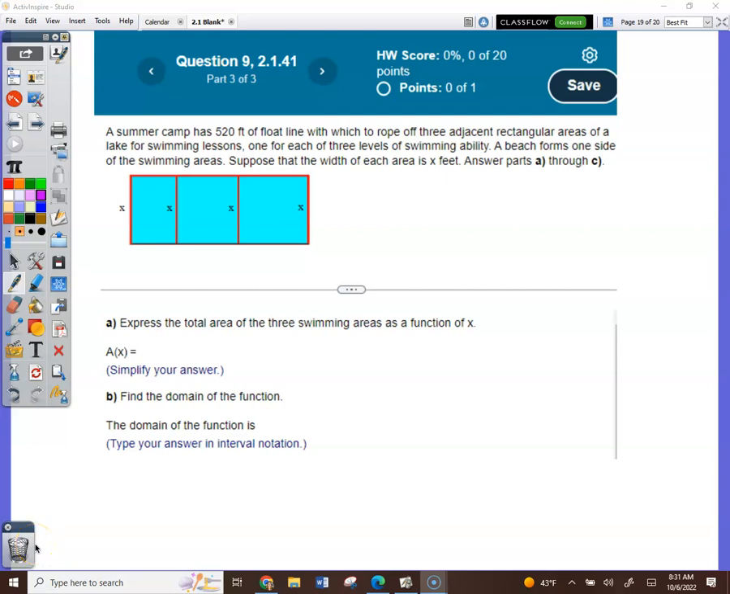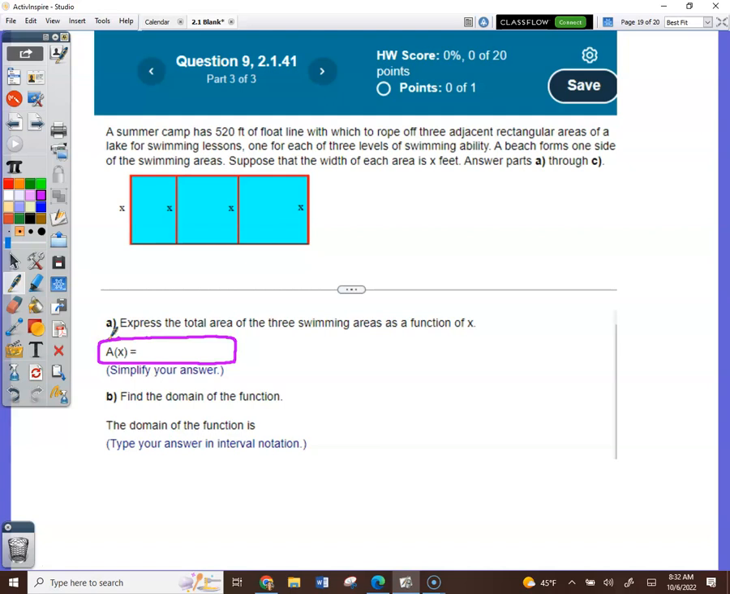On part B. All right, we're looking at number 9 from your MyMathLab homework. Part A says express the total area of the 3 swimming areas as a function of x. And then right here it says A of x equals blank. Okay. This is exactly what we did yesterday with the partition thing. Remember that? It's the same thing.